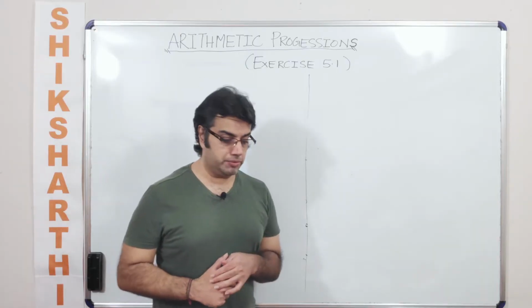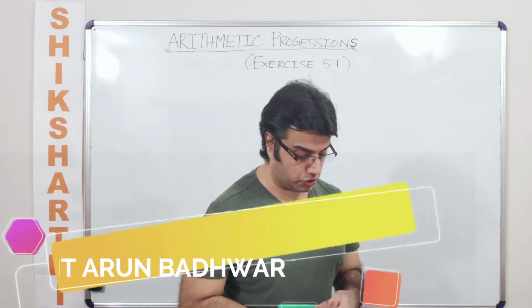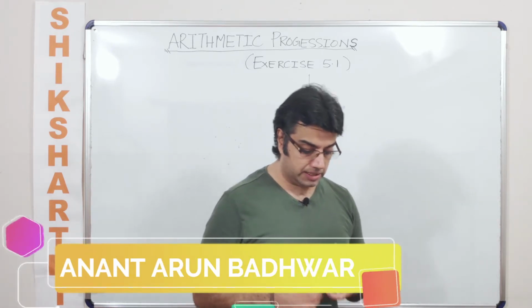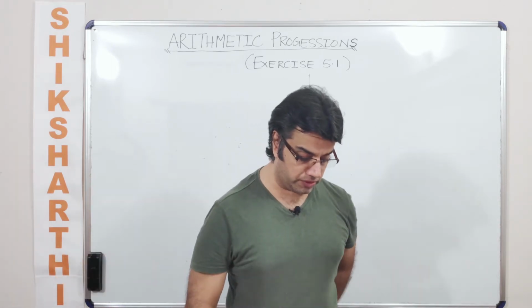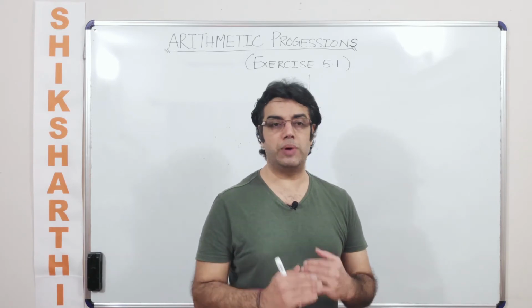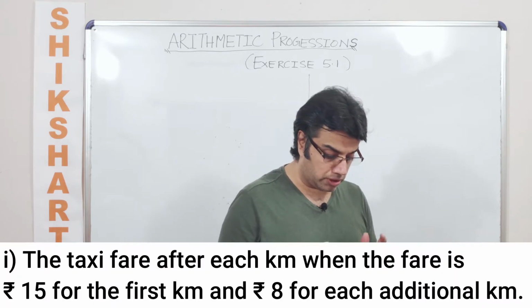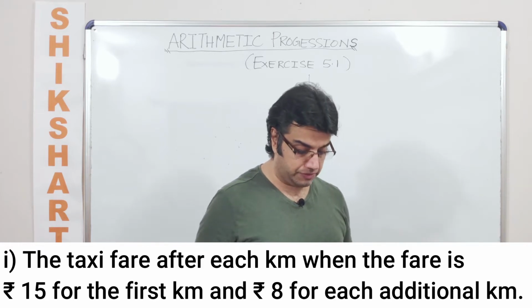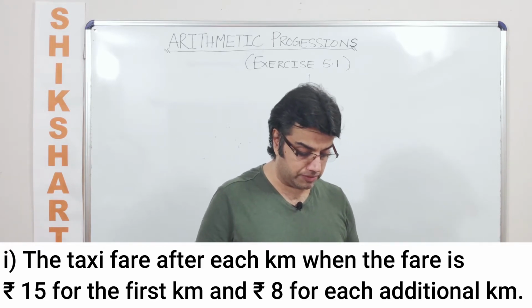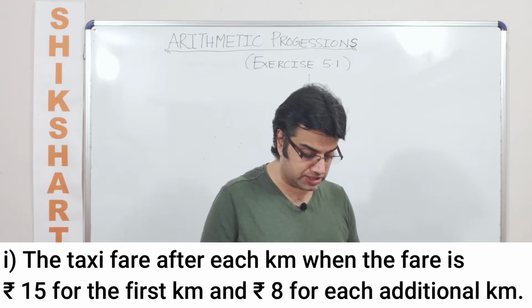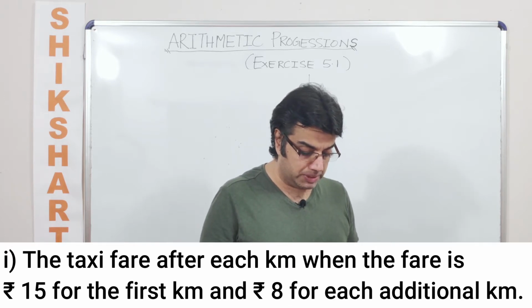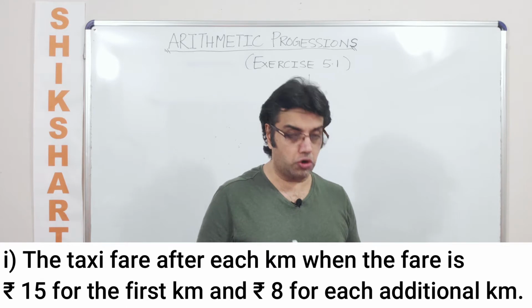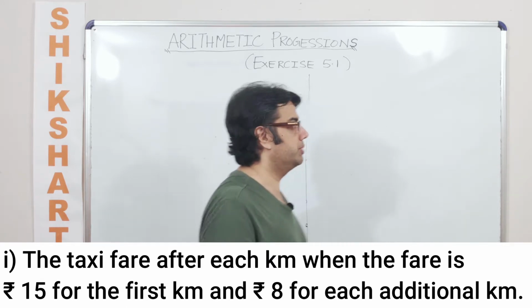Now talking about question number 1, which says, in which of the following situations does the list of numbers involved make an arithmetic progression and why? So talking about the first sub part, it says the taxi fare after each kilometer when the fare is 15 rupees for the first kilometer and rupees 8 for each additional kilometer.